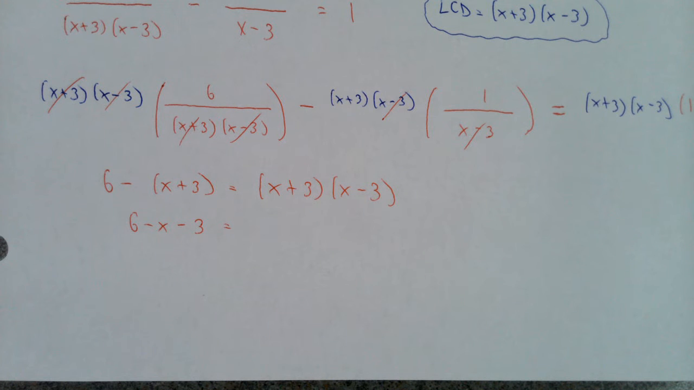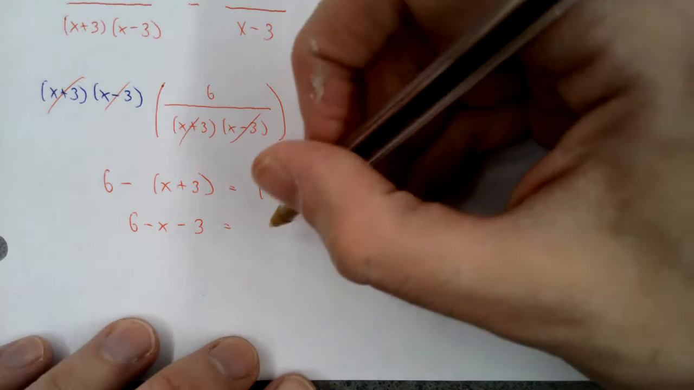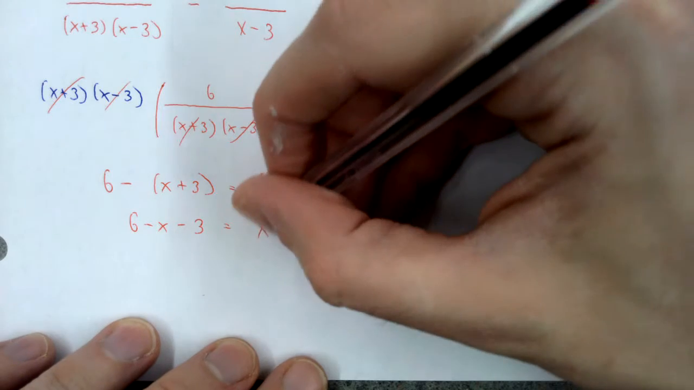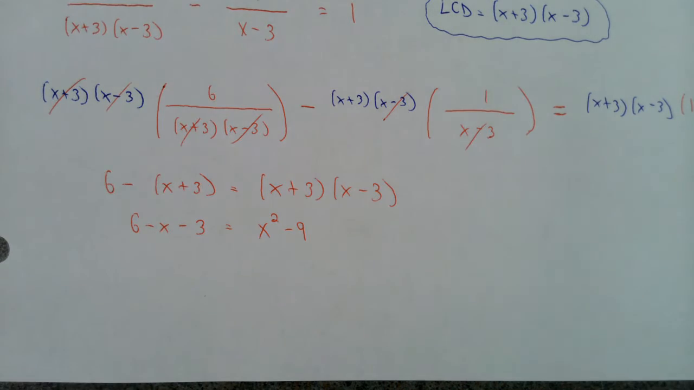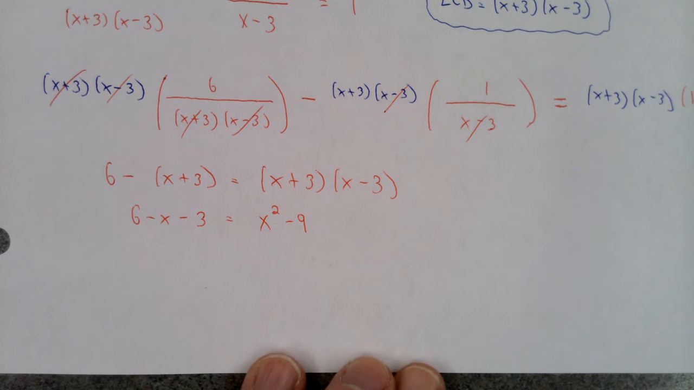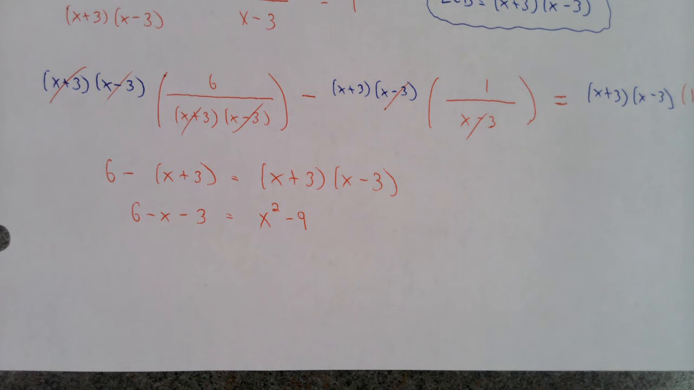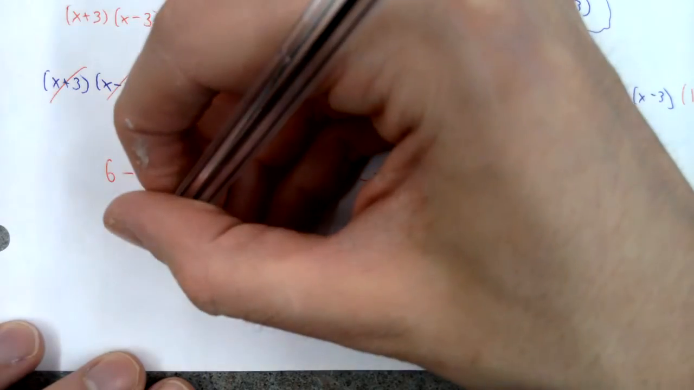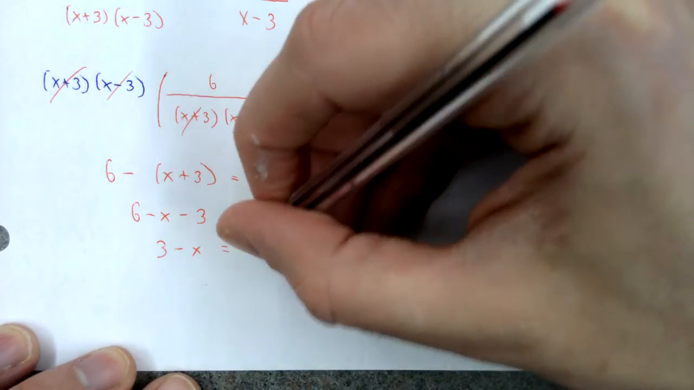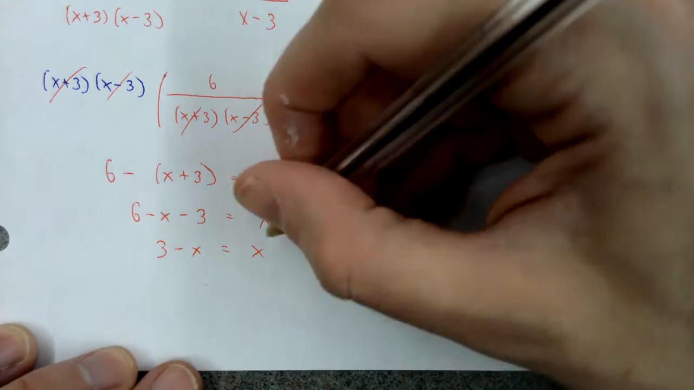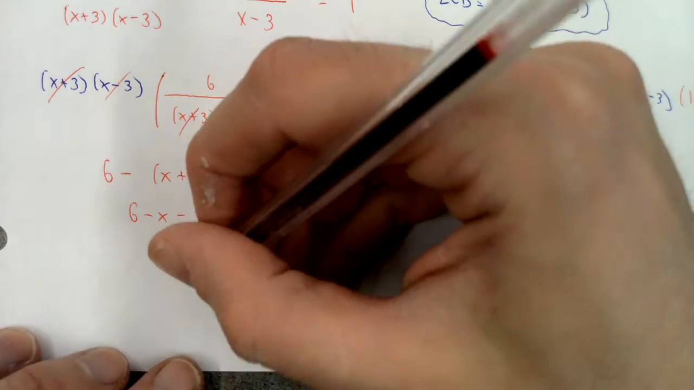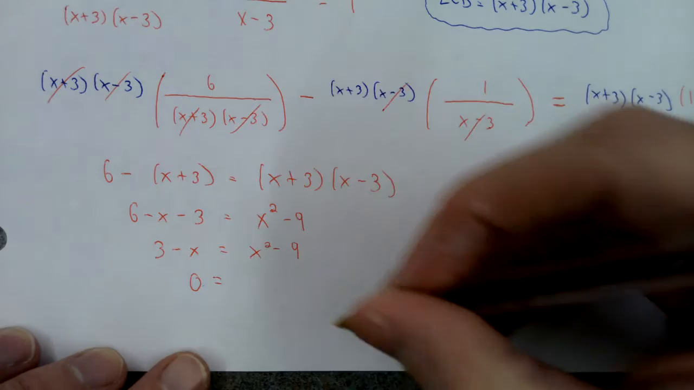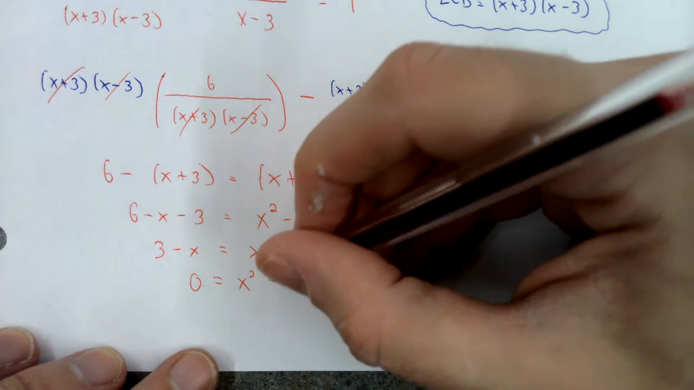And on the right, let's multiply those together. Now, hopefully you recognize it's like the difference of two squares. So it's just x squared minus 9. If you need to do the multiplying and the distributing out, go ahead and do that. Let's combine like terms on the left to get 3 minus x. Let's get it equal to 0. I like to keep the x squared positive.